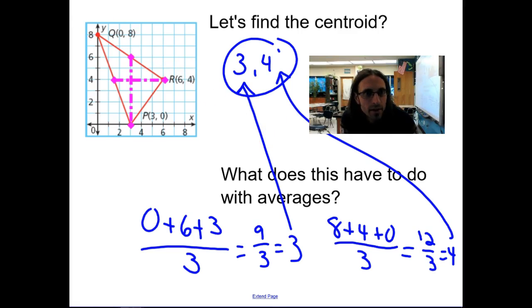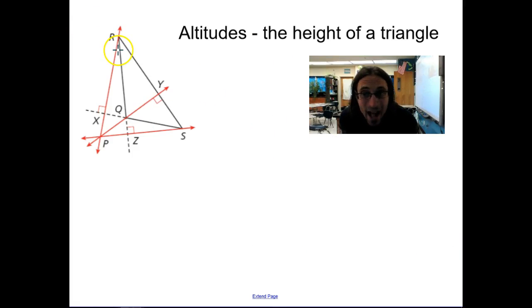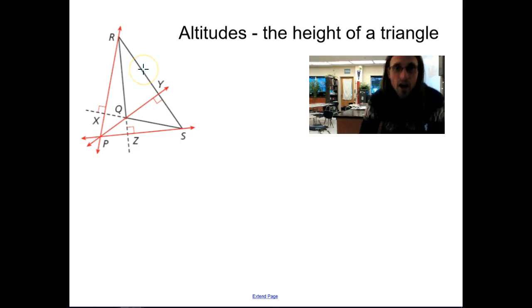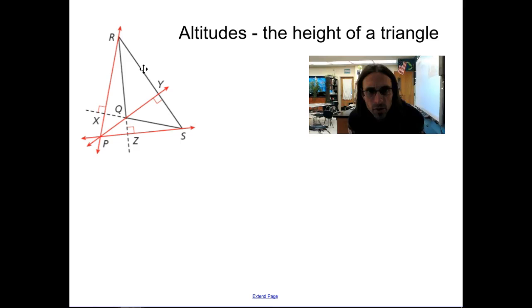Way cool. Now, the next thing we need to talk about are altitudes. Altitudes are the height of a triangle. Well, one of the questions that comes up is, Mr. Rising, which side is the base? And actually, every side could be the base. But from that base, the altitude is a line perpendicular to that base that passes through the vertice on the opposite side, the corner on the opposite side.